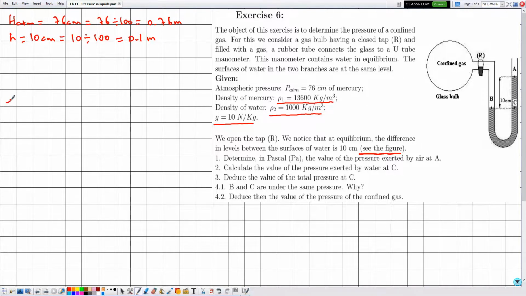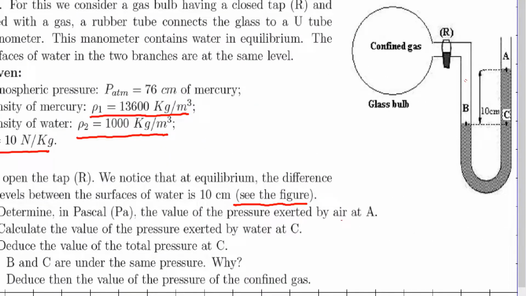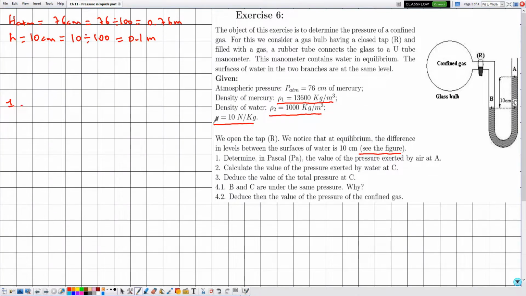Now number 1, determine in Pascal the value of the pressure exerted by air at A. By air, they mean the atmospheric pressure. Notice that because we are interested in calculating the pressure, we consider the point A and we look upward. A is open to the atmosphere, so A is being subjected to the atmospheric pressure.